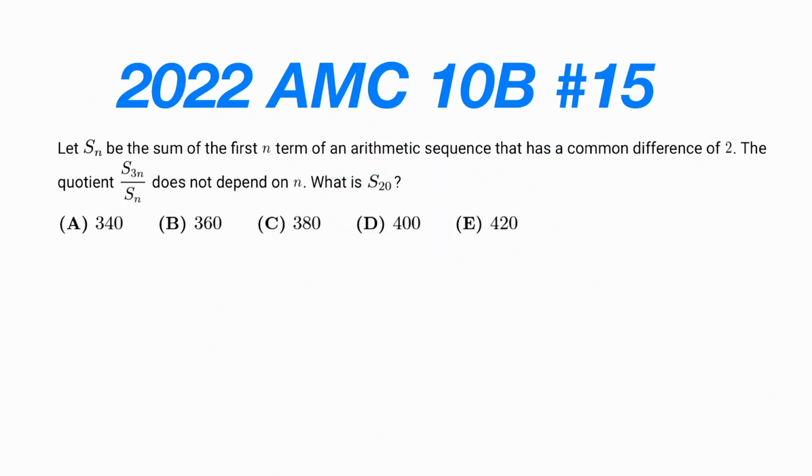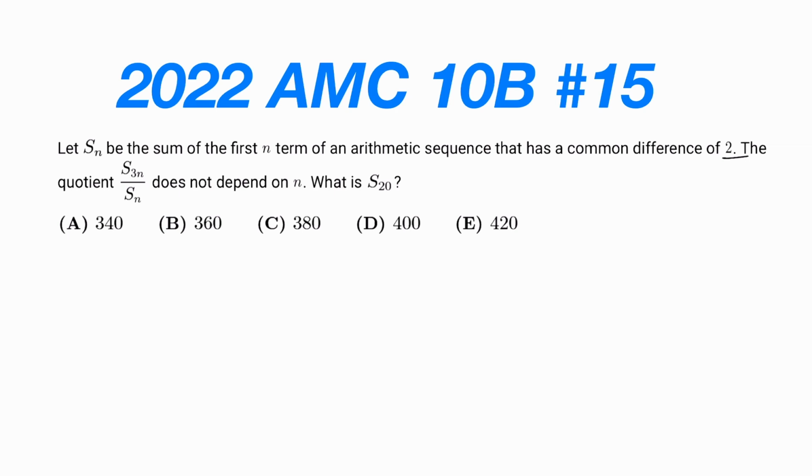In today's episode of Investigation, we'll go over 2022 AMC 10B number 15. In this problem, it says, let Sn be the sum of the first n terms of an arithmetic sequence that has a common difference of 2. The quotient S3n over Sn does not depend on n, and we're asked, what is S20?